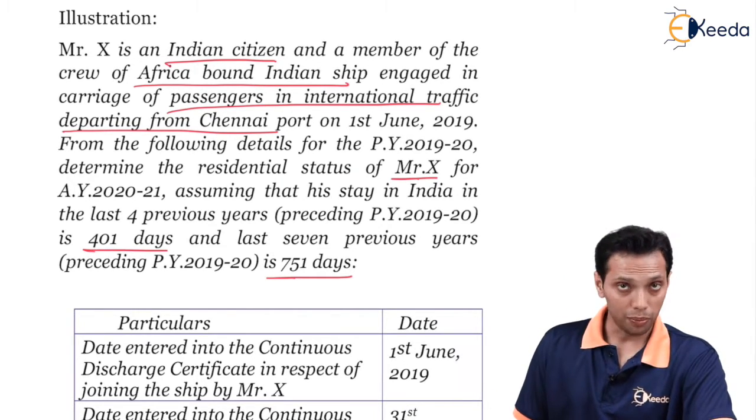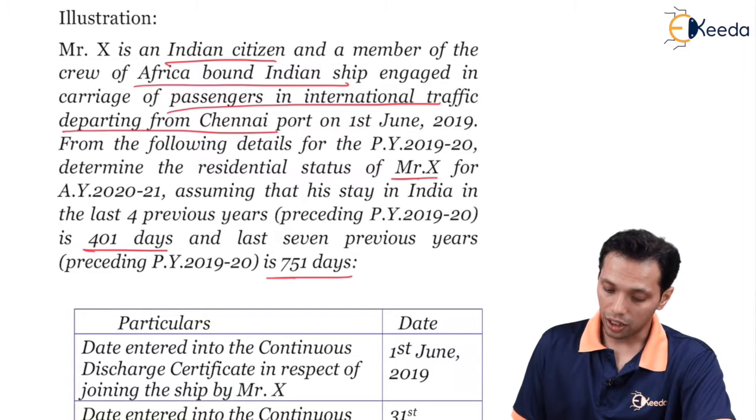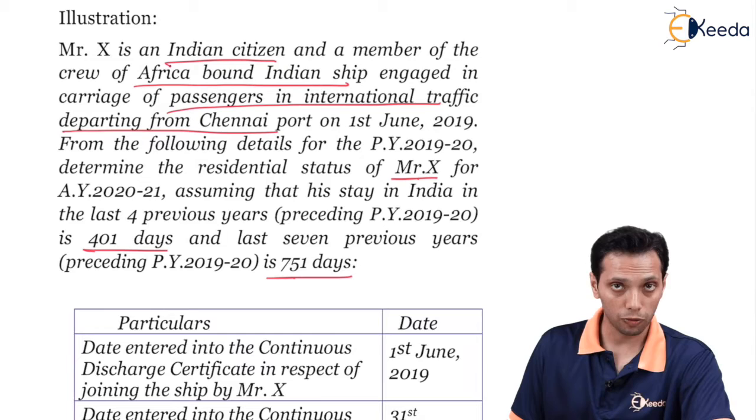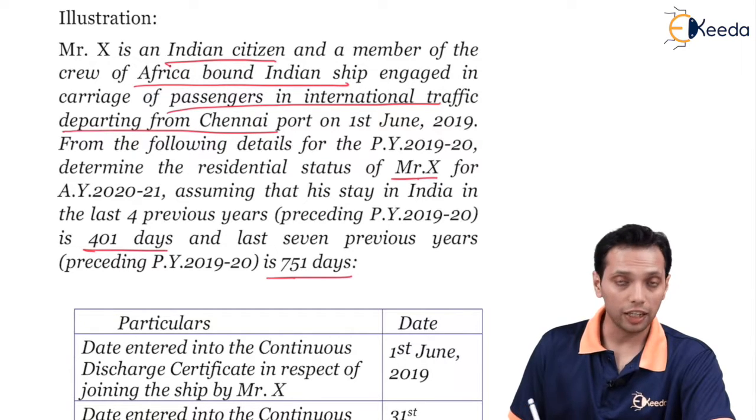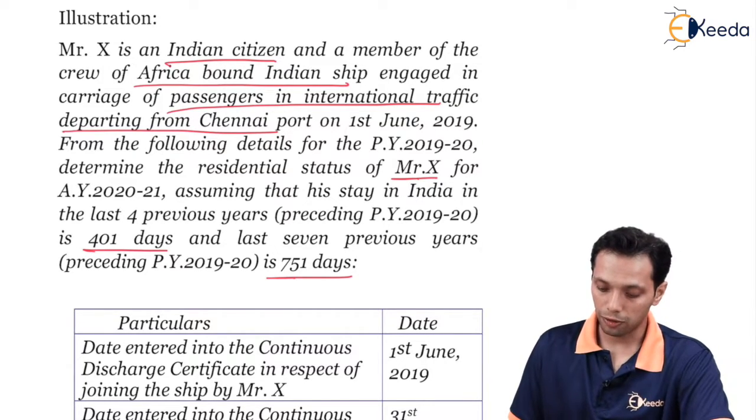So in the particulars, you can see the date entered into the CDC in respect of joining the ship by Mr. X is 1st of June, so the in stamp, and the date entered into the continuous discharge certificate in respect of signing off the ship is 31st of December.